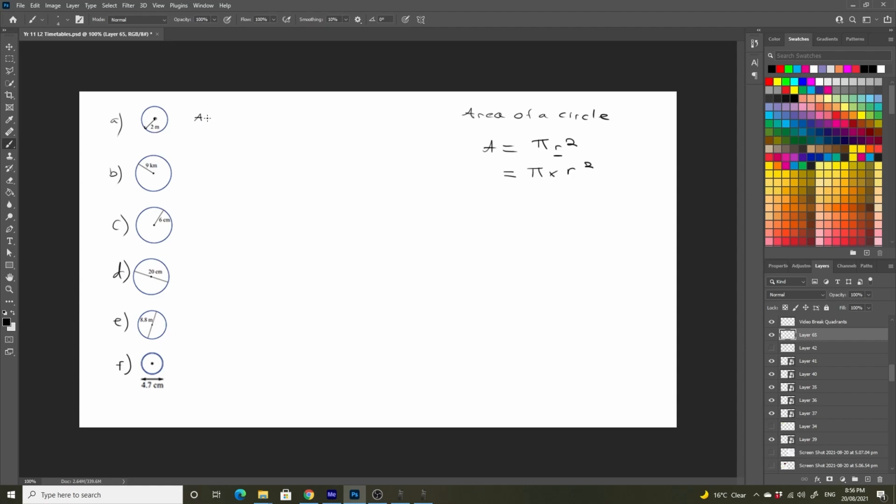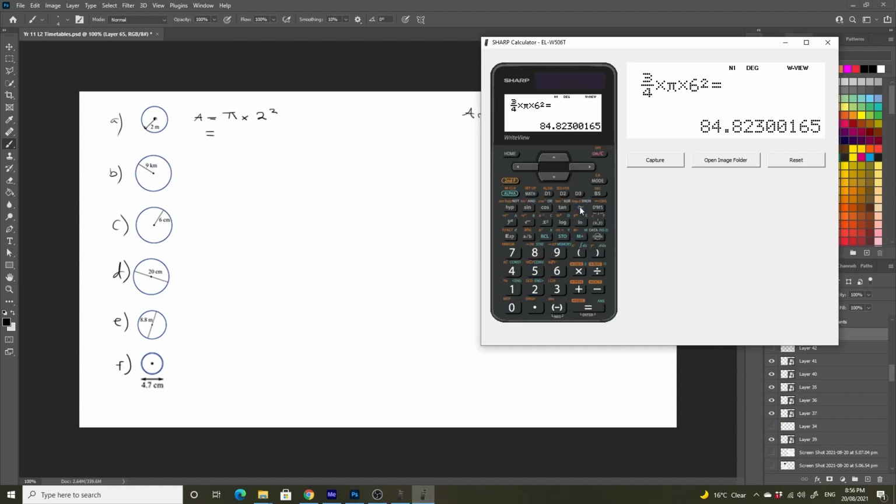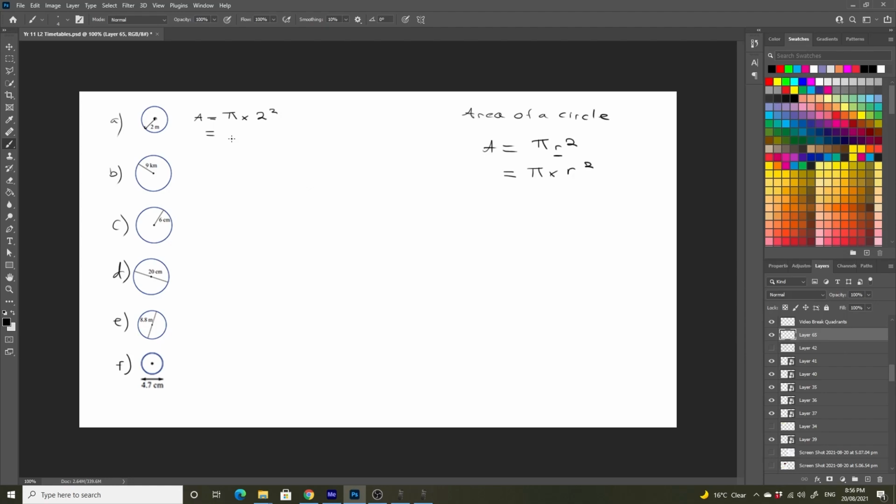So our area is going to be equal to pi times 2 squared. So let's do that. Pi times 2 squared is 12.566. We'll round this to 2 decimal places, so 12.57. Check the units. It's in meters. So because this is area, it's meters squared.